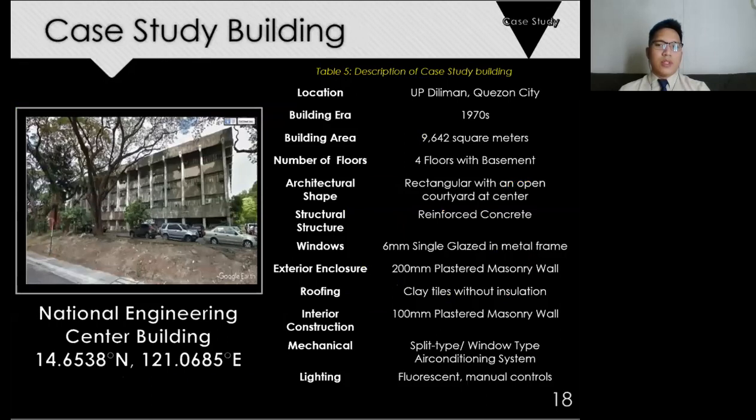The case study building chosen for the study was the National Engineering Center, located in UP Diliman. This building serves as the UP College of Engineering's research and extension arm. The four-story building with basement is characterized by its brutalist architectural features and having an open area in the center of the building. The building primarily contains classrooms, laboratories, and offices on the first and fourth floors. Other relevant characteristics of the building are described in the table shown.